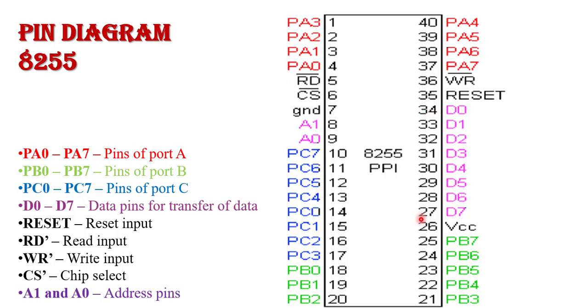Now pin number 34 to 27 are the 8-bit bidirectional data bus lines connected to the system data bus for transfer of data between CPU and 8255. So here I explained all the functions of the pins one by one in detail. In my next video, I will explain the block diagram of 8255.